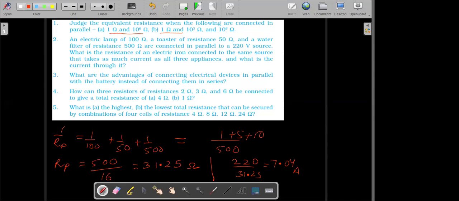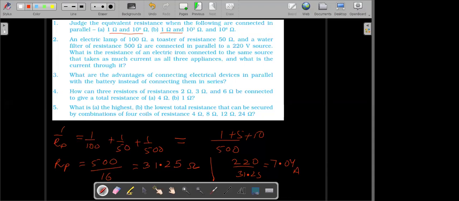Okay, question 3. What are the advantages of connecting electrical devices in parallel? Sir, one of the advantages is that if one of the devices does not function properly, the others will. Yes. The devices can be operated separately, and even if one device fails, the other devices will keep on working. The third benefit is that there is no voltage drop across any of the devices. If they are connected in series, there will be a potential drop across each resistor.